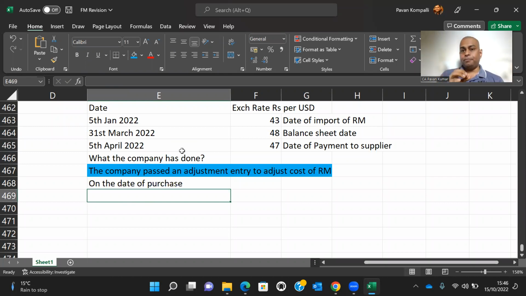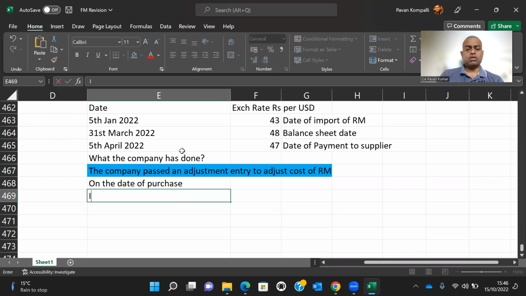Accounting Standard 11, unfortunately, in ICAI study material or in any of the academic literature of ICAI, they always explain descriptively in one or two paragraphs. But the best way to understand is to pass a journal entry. Then only you will understand. So on the date of purchase, what is the journal entry they might have passed? You tell me. What is the journal entry?